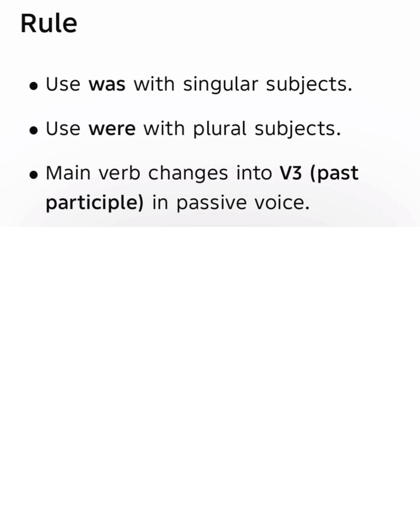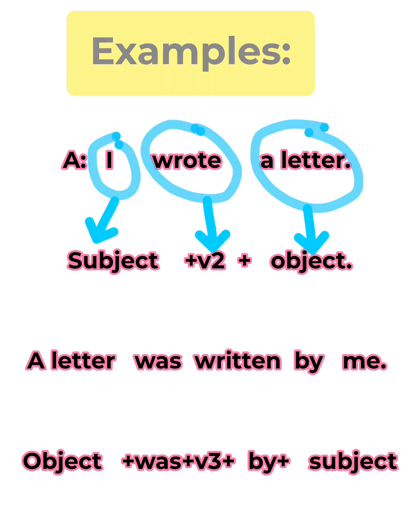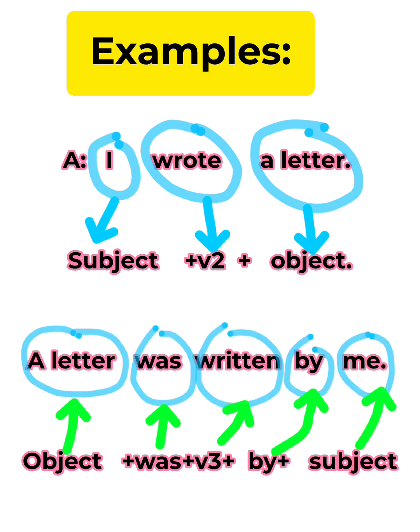Okay, let's come to the example. Now let's start with the example. Active voice: I wrote a letter. I is the subject, wrote is the verb, second form, letter is the object. I wrote a letter. This is the active voice.